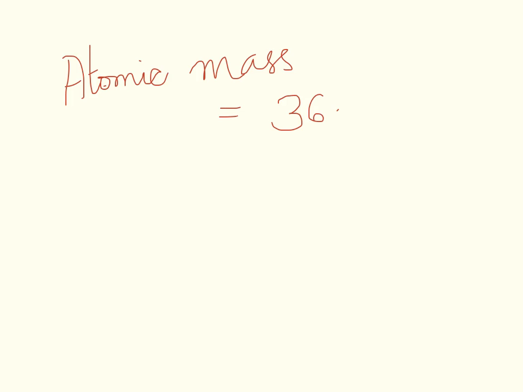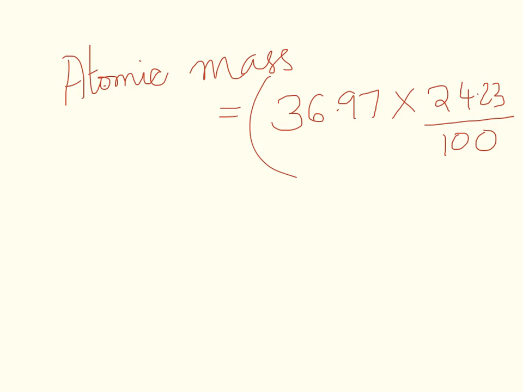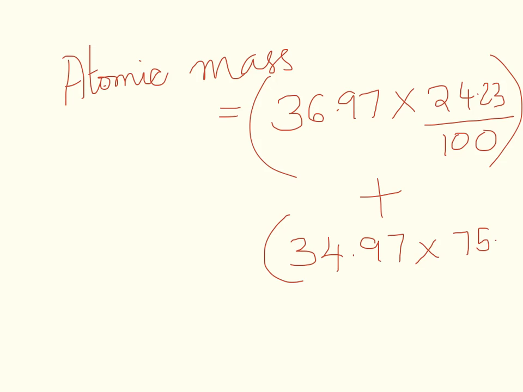We take the weighted average of the two. So the atomic mass of chlorine that will be written on the periodic table would be 36.97 multiplied by 24.23 divided by 100, because this is a percentage, plus 34.97 multiplied by 75.77 divided by 100.